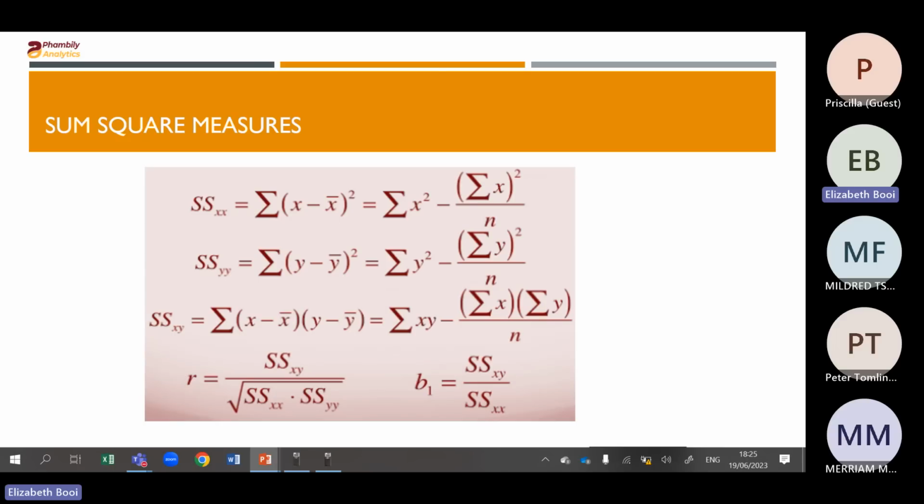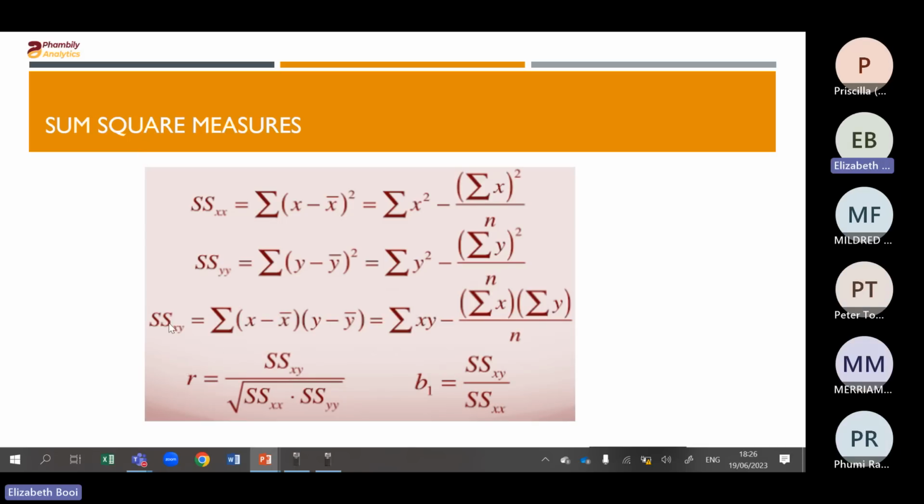You are also expected in your module to know how to calculate your coefficient of correlation using the sum square measures. And these are the formulas that you can use to calculate your R. I'm not going to dwell too much on the sum square measures, but if they ask you to calculate them, then you can use these formulas. Usually they will give you all the relevant information. Maybe they will give you the summation values and all that. You just need to substitute those values into the formula and calculate your coefficient of correlation.